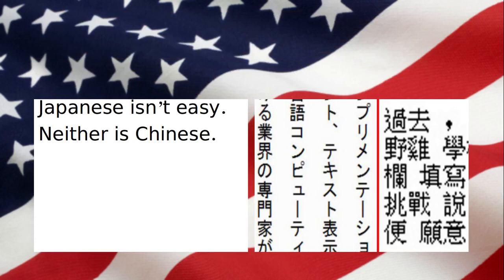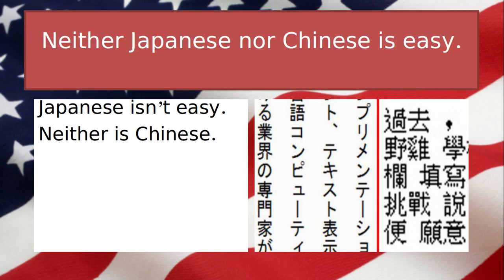The same, I'm going to give you a situation. You have to think how you could say these two pieces of information using neither nor. Japanese isn't easy, neither is Chinese. So the answer to this phrase would be: neither Japanese nor Chinese is easy. I conjugate the verb is because Chinese is singular.